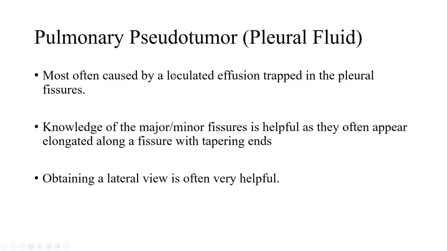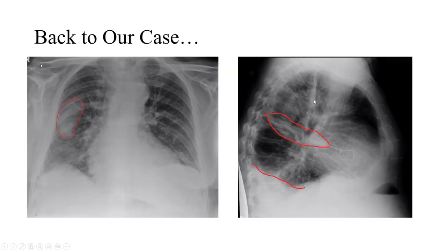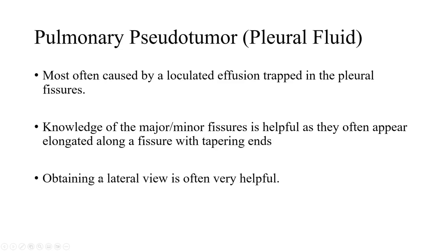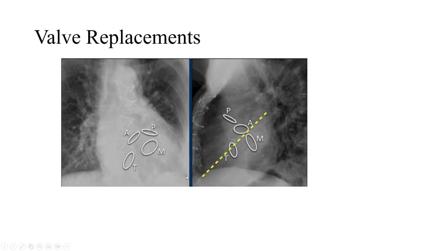So what this is, is something called pulmonary pseudotumor. It's often caused by pleural fluid, and especially by a loculated effusion trapped within the pleural fissure. It's important to have a knowledge of the major and minor fissures, as they can often appear elongated along the fissure with tapering ends, like the case in our case. And obtaining a lateral view is often very helpful.